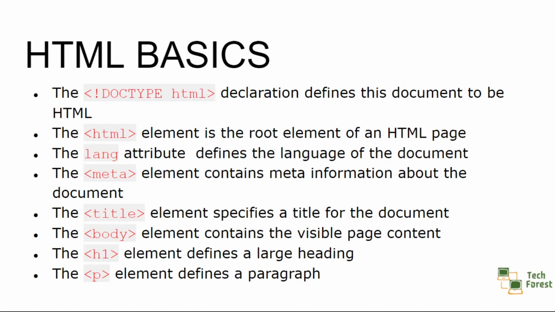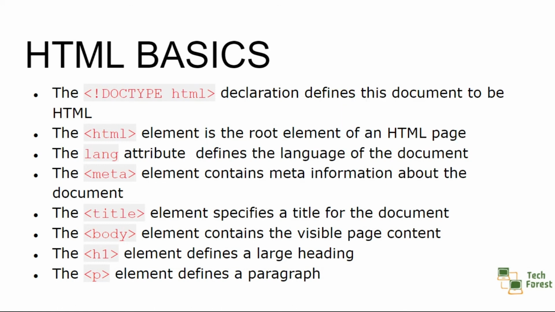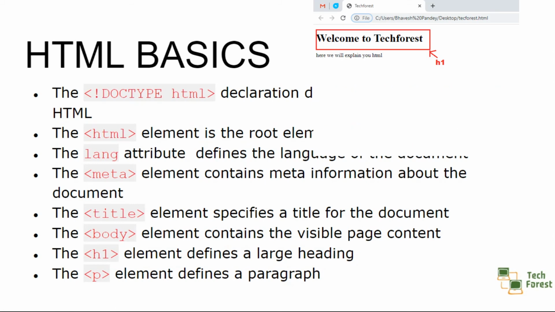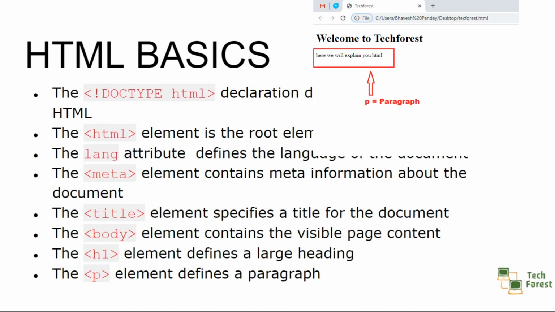After this, what is the body element? Body element is the element in which whatever we write will be visible in our web browser. As you have seen, the H1 element comes at the topmost of the page, which I have written as Welcome to Tech Forest. The H1 element is the largest defined heading with a very bold font. Next is the paragraph element. Whatever the user wants to write, the content will come inside the paragraph.